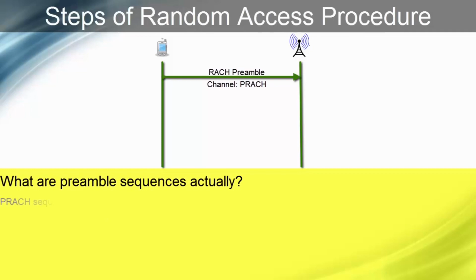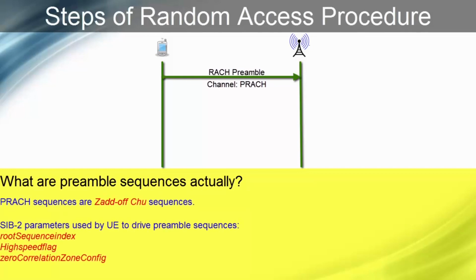PRACH sequences are nothing but Zadoff-Chu sequences. SIB2 parameters root sequence index, high-speed flag, and zero correlation zone config are used by UE in the algorithm used for deriving PRACH sequences.